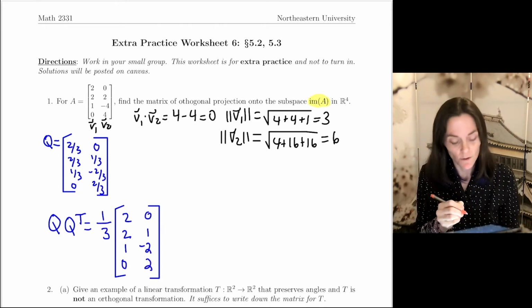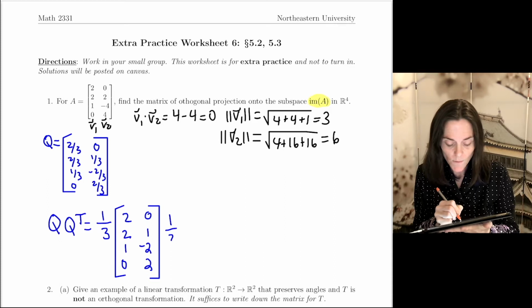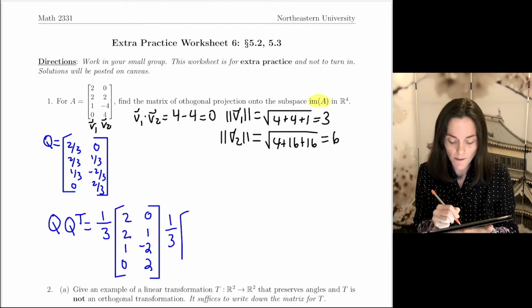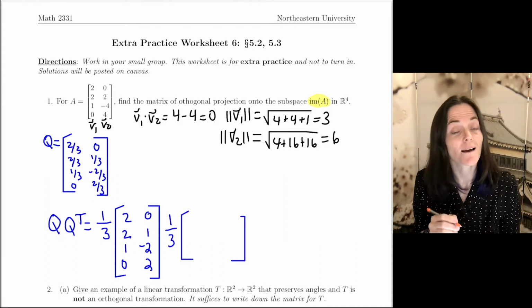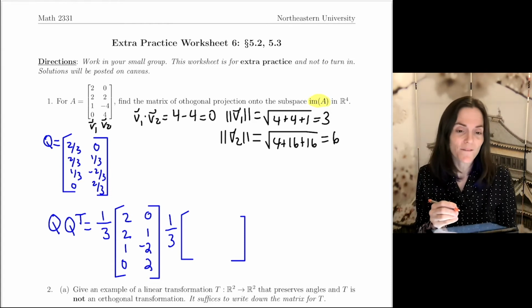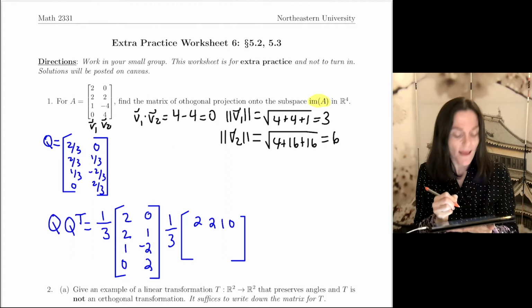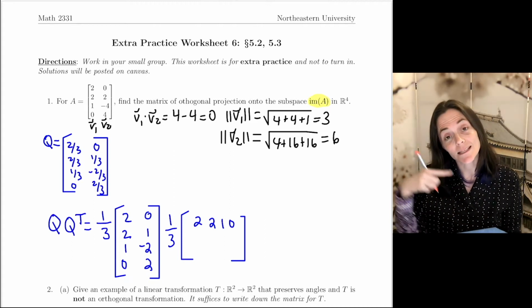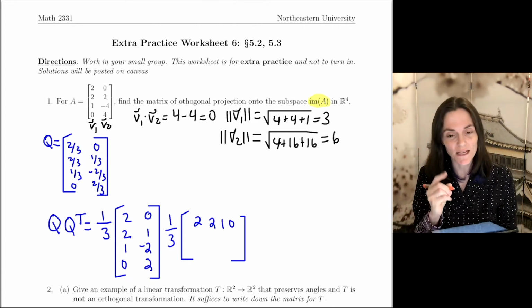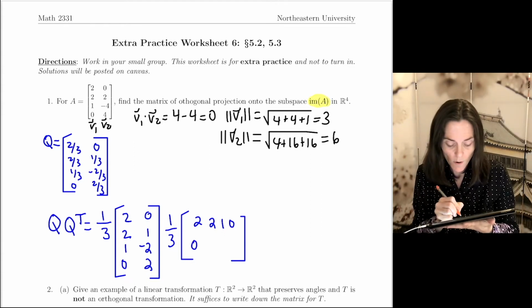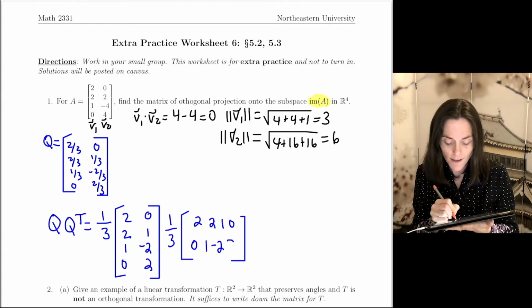There's matrix Q, and then Q transpose, well, we just interchange rows and columns. Will look like this. So the first column of Q becomes the first row of Q transpose. I have 2, 2, 1, 0. And then the second column of Q becomes the second row of Q transpose. This will be 0, 1, negative 2, and 2.